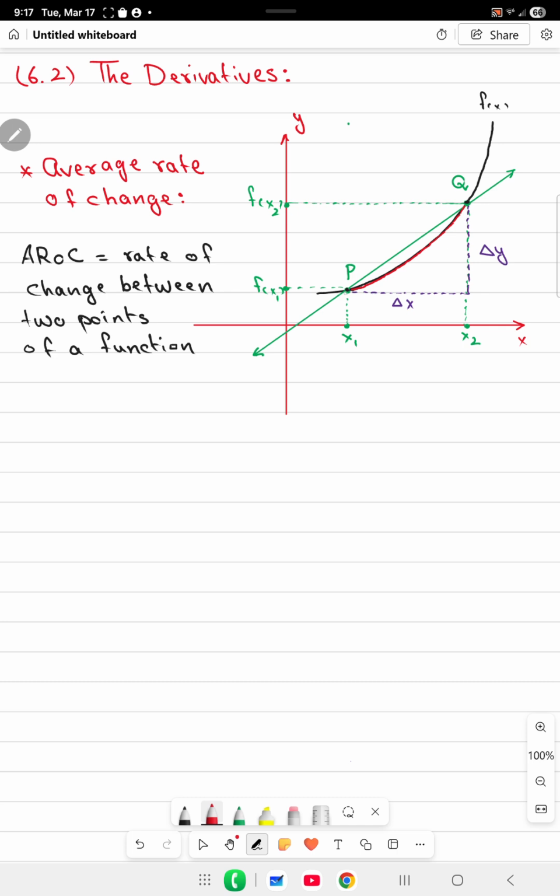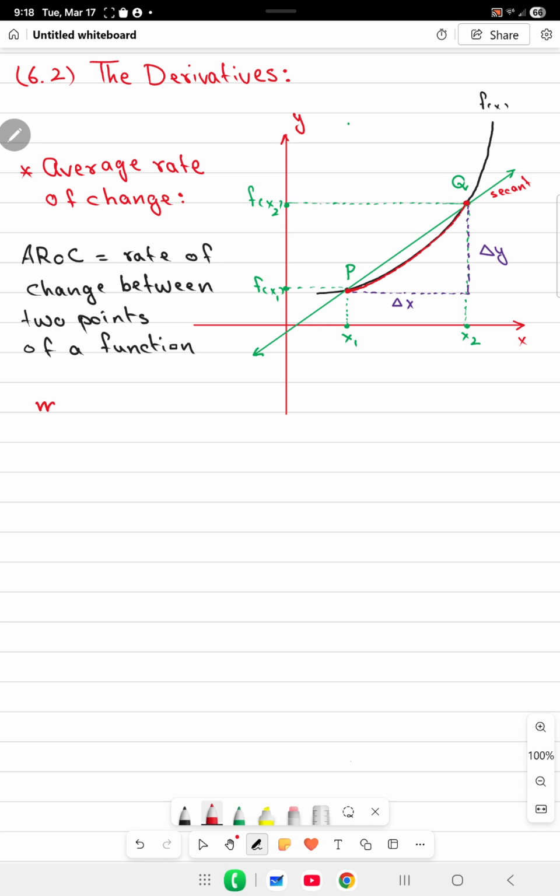Instead of studying this change on the function, I'll pick 2 points on the function. I'll draw a line, which will be your secant line. A secant line is a line that intersects, from the geometry that you studied in high school. A secant line is a line that intersects a circle in 2 points. If I draw this secant line and calculate the average rate of change on this line, it will be the average rate of change of my function.